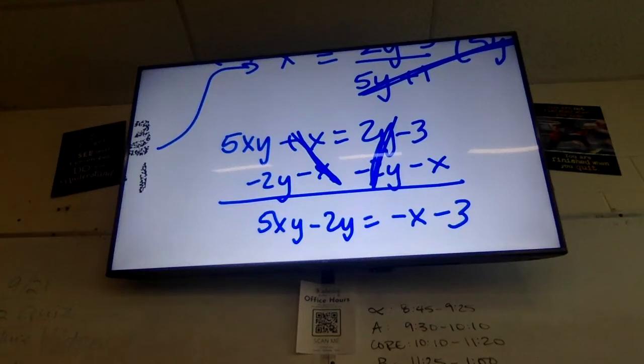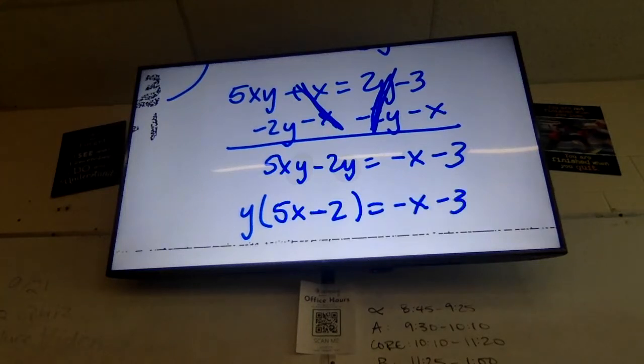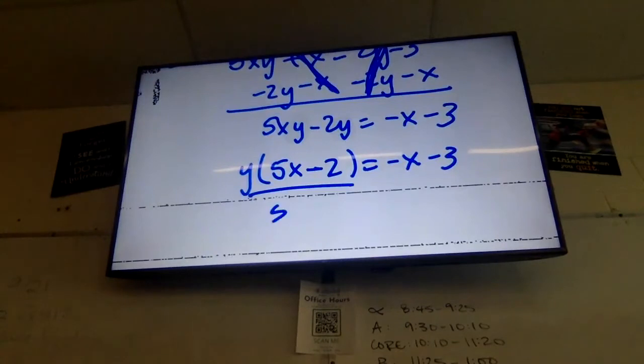Okay. Now, I have y in both of these pieces. What can I do? Divide by 1. I don't want to divide by y, I want to use another verb. Factor. I want to factor out a y. If we divide by y, then it starts getting messy. I just want to get rid of it. So we're going to factor it out so we can divide by everything else so y can stay by itself. So when I factor that y out, I get y times 5x minus 2 equals negative x minus 3. And then I can divide by 5x minus 2 on both sides.